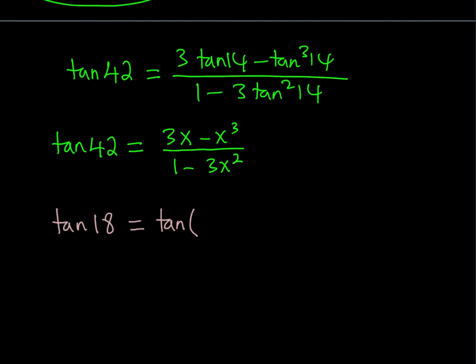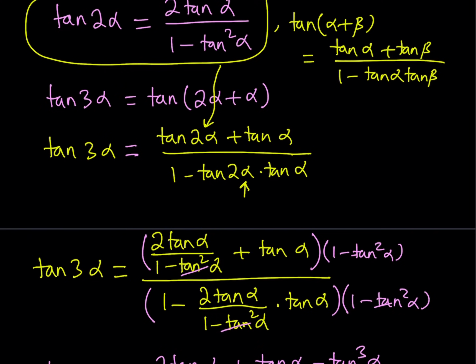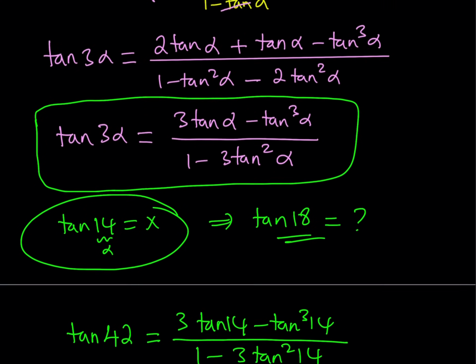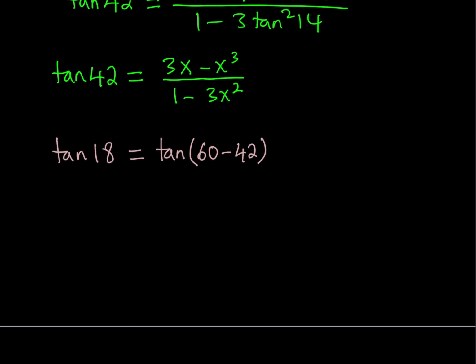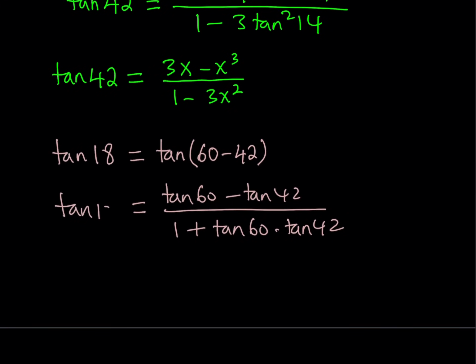Okay, so 60 minus 42, right? What we can do here is very similar to the sum formula, with a minor difference. If you just change this to a minus sign, you'll get the difference formula for tangent, and you can just use that. So tangent of 60 minus 42 is going to give me the answer. That's going to look like: tangent 60 minus tangent 42, divided by 1 plus, remember the signs are switched, tan 60 times tan 42. Again, that's going to give me the value of tangent 18, and that's what I'm looking for.